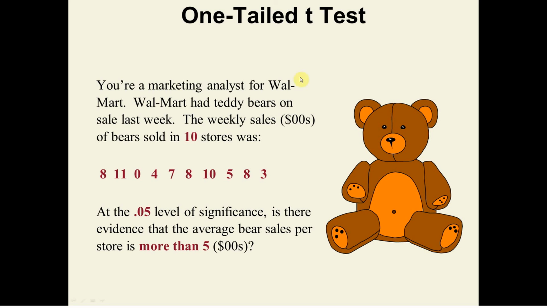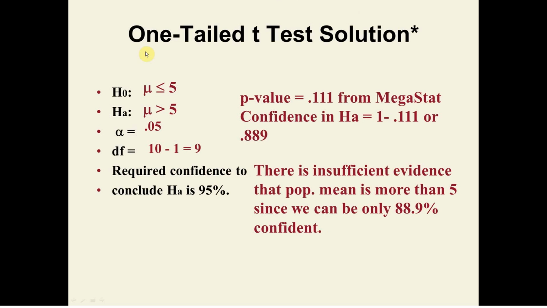So let's say we're at Walmart and looking at teddy bear sales, and we notice that the weekly sales in hundreds of dollars over 10 stores were 800, 1100, nothing, 400, 700, 800, 10, 1,000, etc. Let's test this at a 0.05 level of significance. Is there evidence that the average weekly bear sales is more than $500? So we turn that into a statistical question.